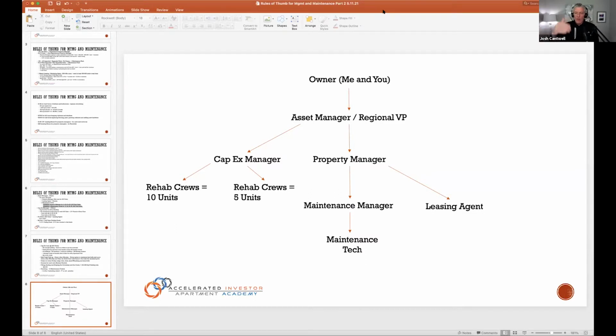So here we go. One of the questions that you might be asking yourself is, what team do I need to build when I scale and grow my real estate investing business? Especially if you're doing multifamily and you own lots of units.